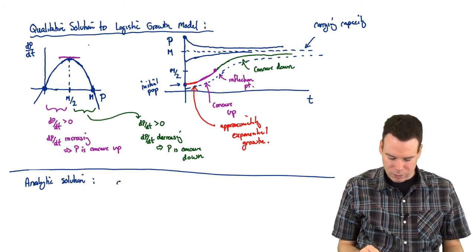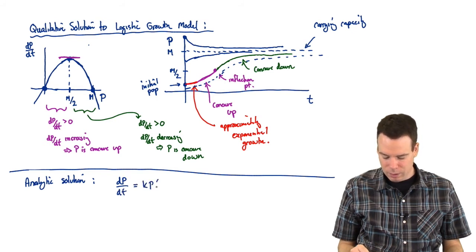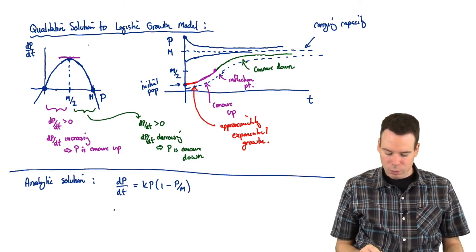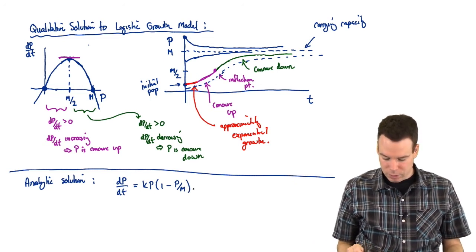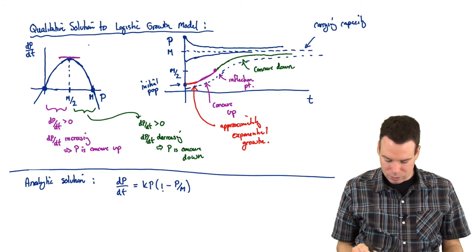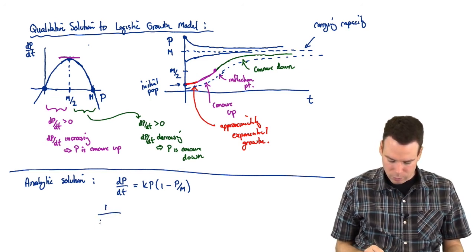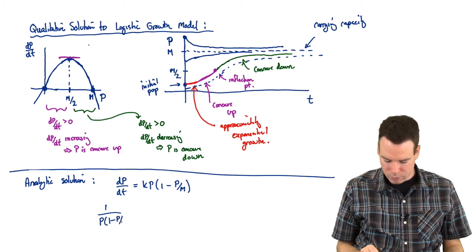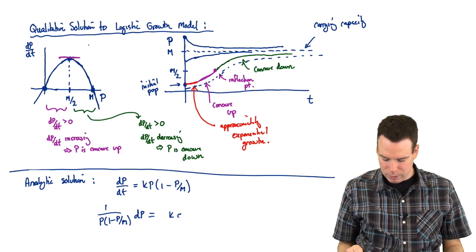So we start with our differential equation, dp/dt is equal to kp(1 minus p over M). We'll separate variables. There actually is no variable t on the right-hand side, so it's just going to be a constant left over there. Everything else moves to the left-hand side. So that's 1 over p times (1 minus p over M) dp is equal to k dt.